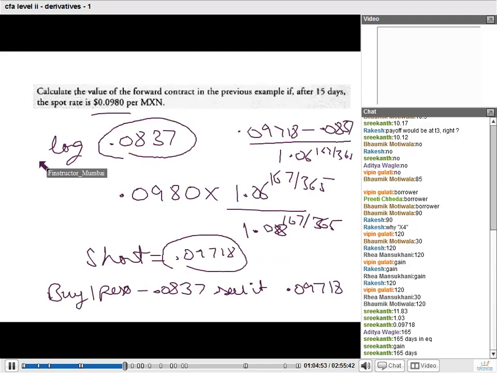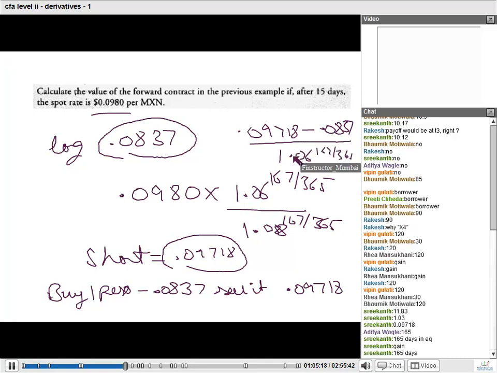Again, you computed, you were long the peso at this rate. Now the forward rate has changed to 0.09718. You short it at this rate. So you will buy a peso and pay minus 0.070837, and you'll sell it for $0.09718. So it's $1 per peso. So net you're left with the difference.